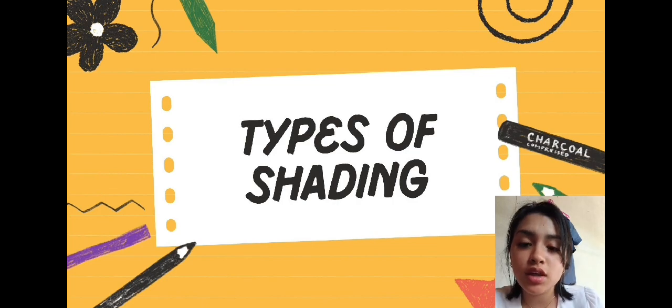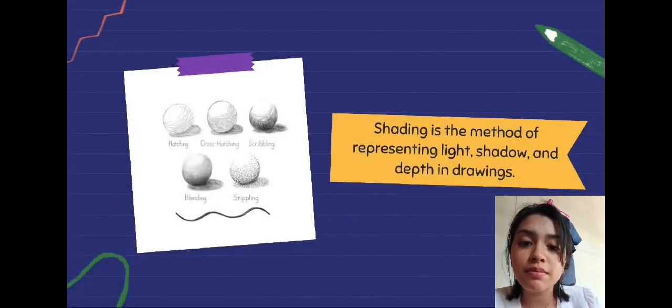Today, I'm going to talk about the types of shading. So, shading is the method of representing light, shadow, and depth in drawings. Shading is how we make our drawings look more realistic by showing light and shadow. There are different ways to do shading, and here are the main types.